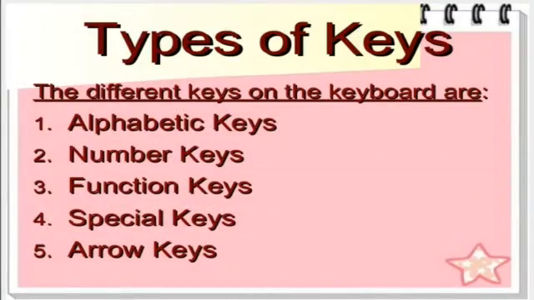Types of keys. The different keys on the keyboard are: first, alphabetic keys, number keys, function keys, special keys, and arrow keys. I am going to explain these keys turn by turn.